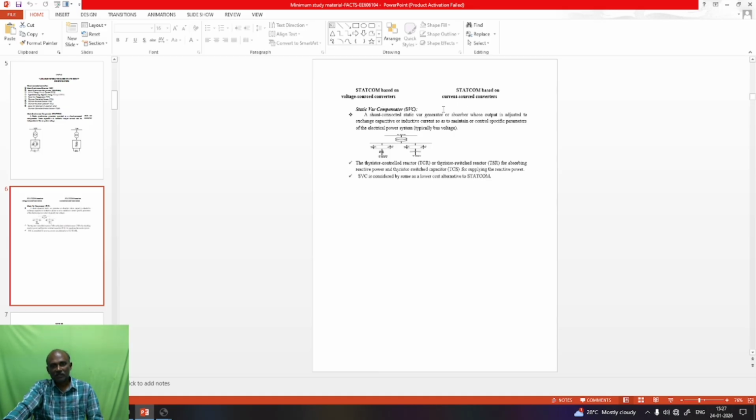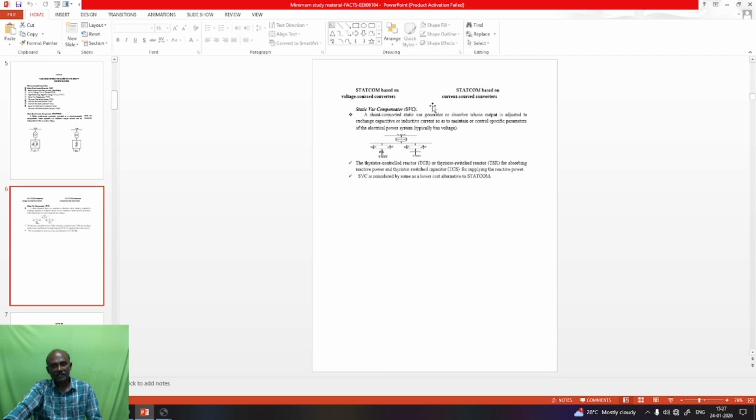Next one, static var compensator. It is one more shunt compensating device, static var compensator. So static, giving a static control over the power system parameters. VAR represents volt ampere reactive. That means the reactive power compensation. It is a shunt connected static var generator or absorber.